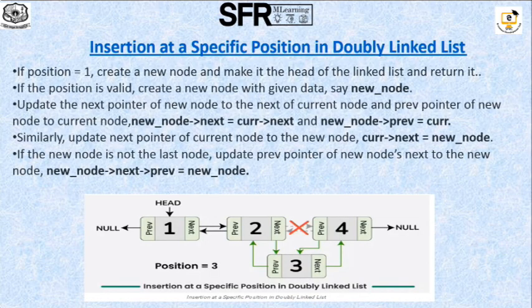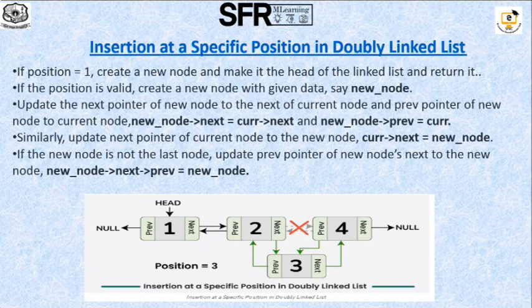The next method is inserting a new node at any specific position, or in between any 2 nodes. If we are going to insert a node at the first position, that is if the position is 1, the same method as insertion at the beginning is repeated. First we create a new node, make it the head of the linked list, and return it. So the new node will be inserted at position 1.